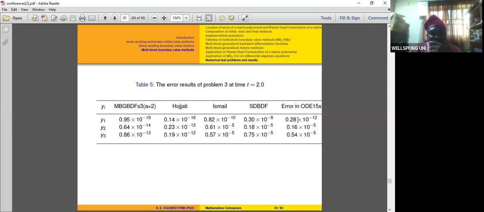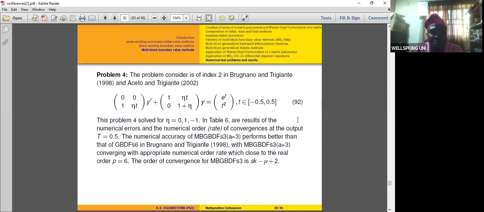The results are presented in table 5. To note, when we use the case of A equals 2, we compare with Ojati, Ismail, then secondary BDF and Hero in ODE15S. You see that the method has performed better than the other methods of the same order.